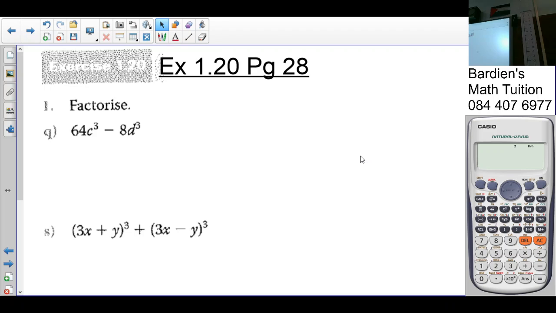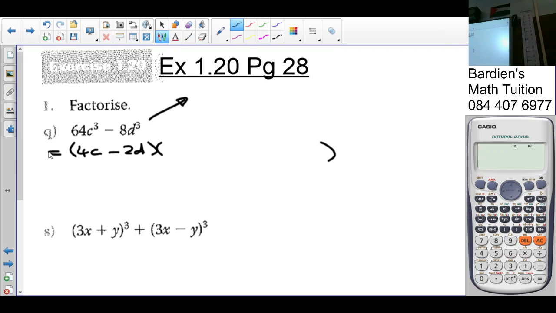So, there's a negative between it. So what type of factorization is going to occur here? Difference of 2 cubes. So, this gives us the cube root of 64C cubed, 4C, minus 2D. But hang on, there's a common factor there. So what am I supposed to have done actually? We had to take out the common factor first. Did you take out the common factor first?